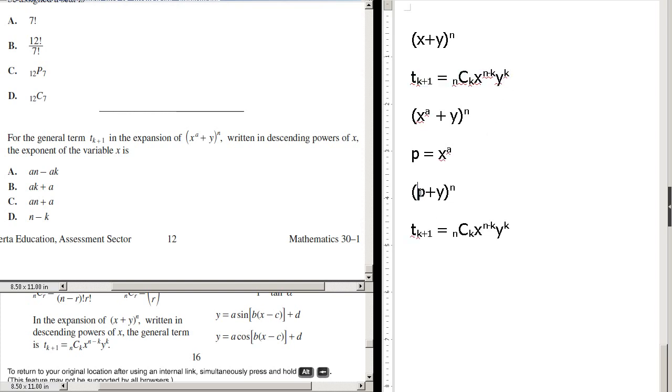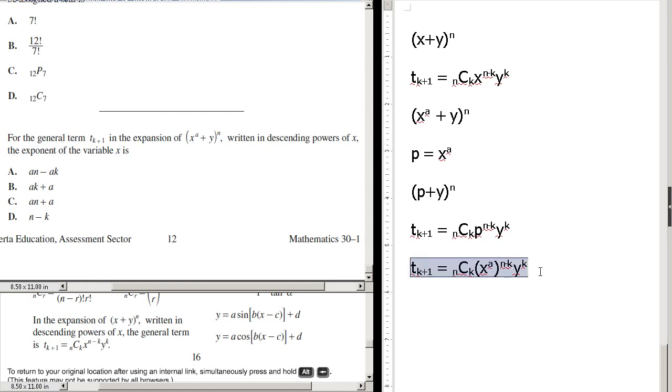This p should be over here, because if (x plus y) to the n expands to this, then (p plus y) to the n has to expand to this, where p is in the spot where the x used to be. Right? So now I'm simply going to substitute this back in, x to the a for the p. So you see what I did here. Where the p was, I just substituted the x to the a.